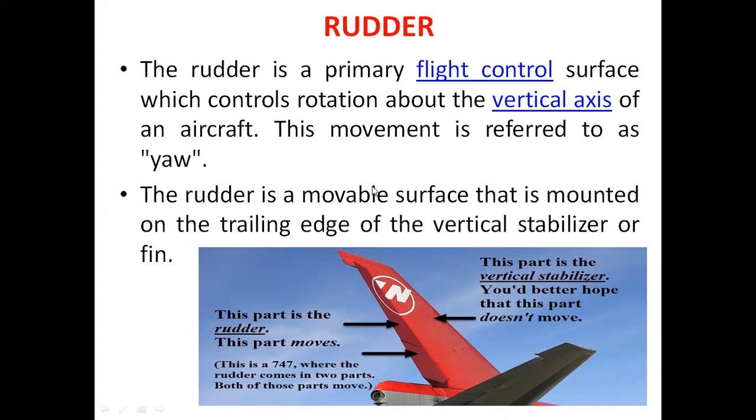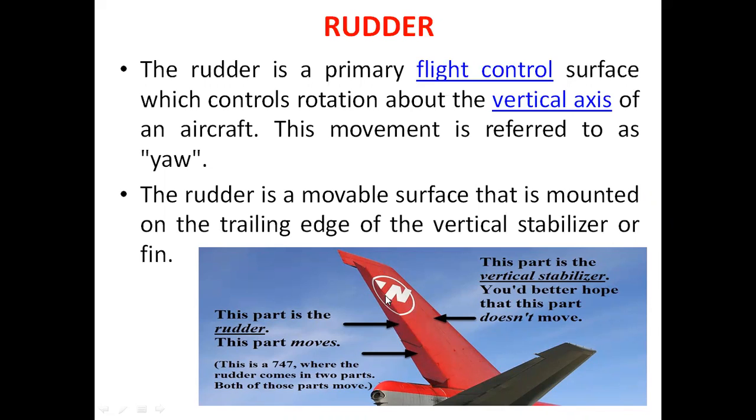Rudder is a movable surface that is mounted on the trailing edge of the vertical stabilizer or fin. So we can see in this picture, this is the vertical stabilizer. Now the rudder is attached or mounted on the trailing edge of the vertical stabilizer. This is also known as a fin. So the rudder is attached to the trailing edge of the fin or vertical stabilizer.